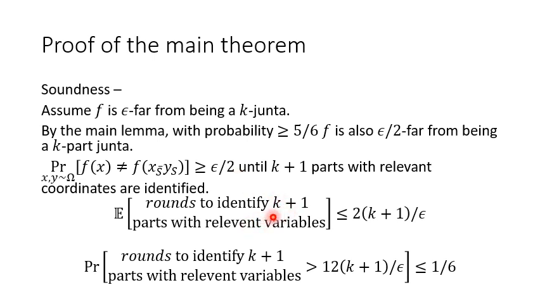And then we can bound the probability that the number of rounds to identify k plus 1 parts is at least 12(k plus 1)/epsilon. This is 6 times more than the upper bound for the expectation. So by Markov's inequality, this probability must be lower than 1/6. So now we know that the number of rounds cannot be too big because of Markov's inequality.